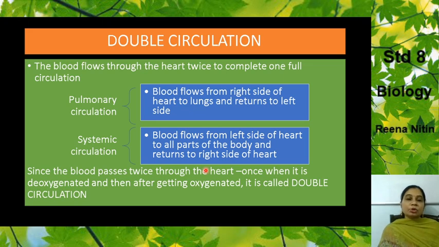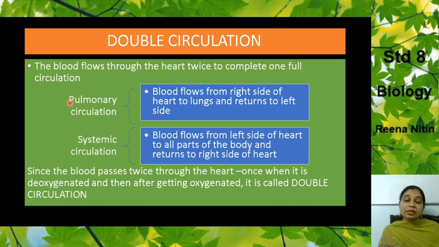Now, the human circulation is also known as double circulation. Let's understand why it is called double circulation. This blood passes twice through the heart to complete one circulation. The first part of circulation is known as pulmonary circulation, where the blood flows from your right side to the lungs for purification and returns to the left side. So that is one circulation, pulmonary circulation. As I told you, pulmonary has to do with the lungs.